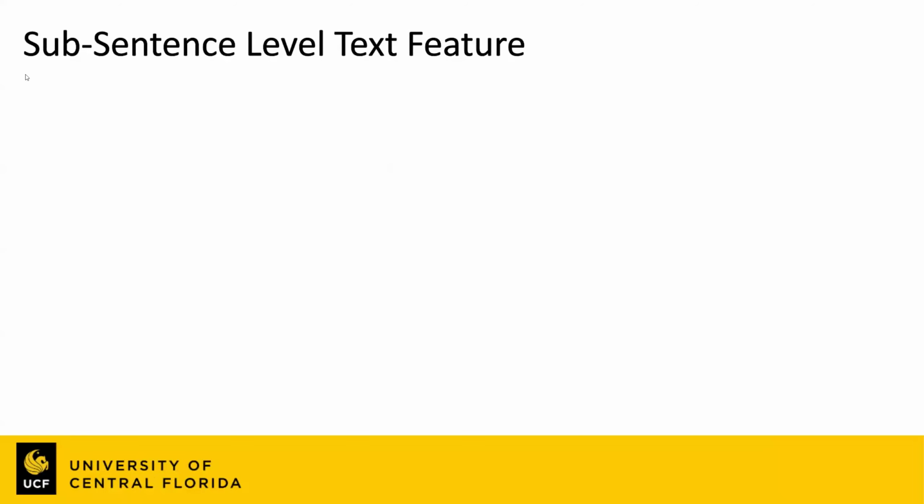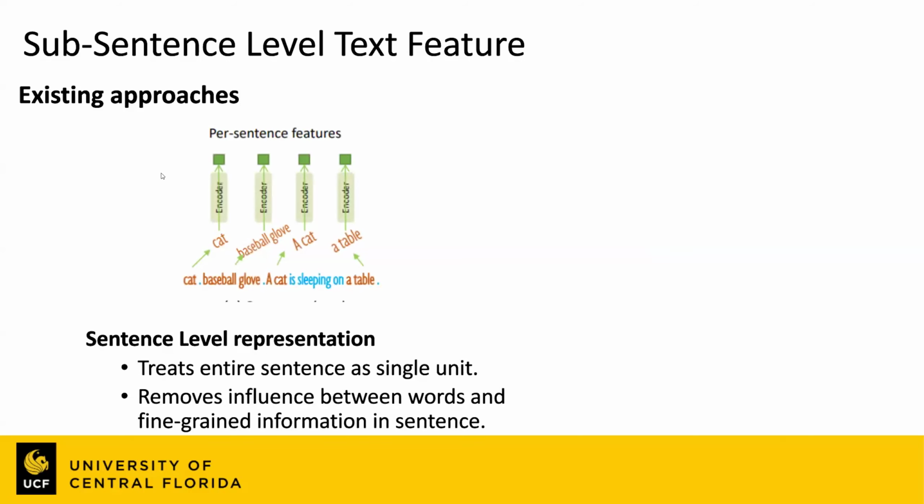And the next is a sub-sentence level text feature. So here we discuss how the model will represent the text prompt. And there are 2 existing approaches. The first approach is sentence level representation. So here it treats the entire sentence as a single unit. As you can see in the image, cat is treated as a single unit.